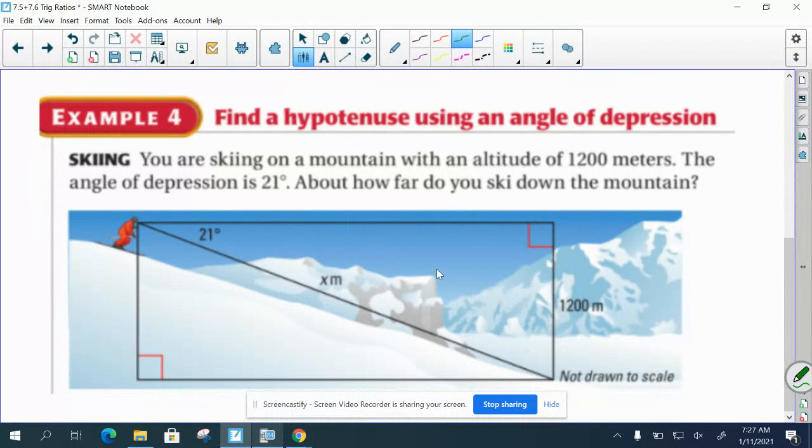Okay, so for example, here, if you're trying to find your line of sight, you've got this 21. This is your angle of depression, because this is the horizontal, and this is the angle that you're looking down at from the horizontal. You've got opposite and hypotenuse, so you would do the sine of 21 equals 1200 over x. Okay, so I'll let you practice more on angles of elevation and depression in tomorrow's assignment.